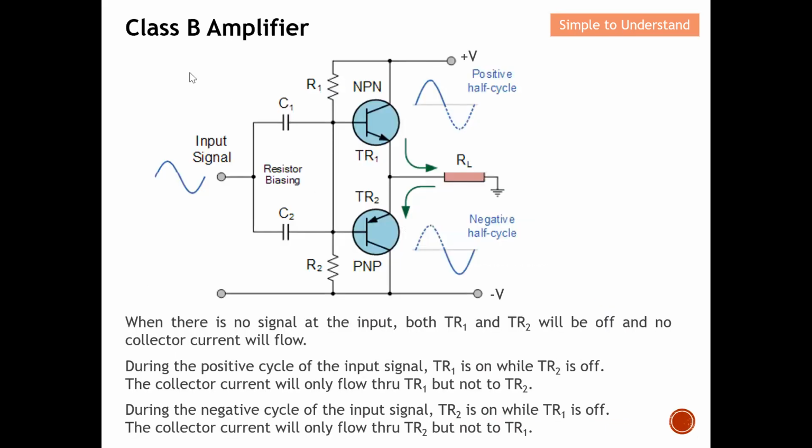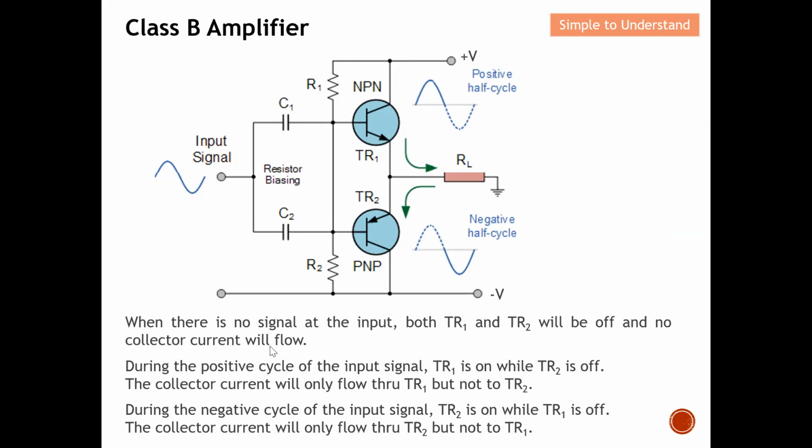Firstly, let me do a very quick discussion of how this Class B amplifier actually works in order to make this whole discussion fruitful. For example, when there is no signal at the input, which means that at the input I have nothing, both transistor 1 and transistor 2 will be off. Because there is nothing at the input signal, both transistors will be off, and because the transistors are off, there won't be any collector current flowing, as illustrated over here.